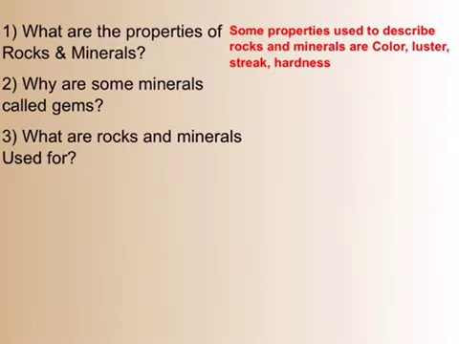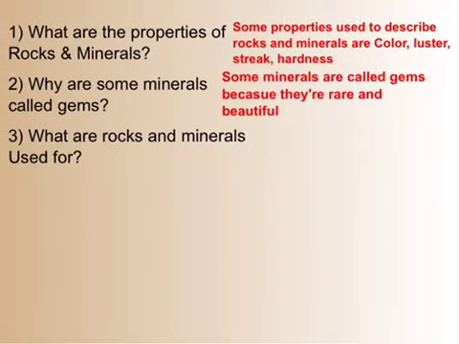Alright, after you have completed your Instagrams with the picture, hashtag, sentence, definition, and word, and make sure they're all correct, go ahead and get out your Science Interactive Notebooks again, and we're going to go ahead and answer our essential questions. The first essential question we came to was, what are the properties of rocks and minerals? Well, we learned that some properties used to describe rocks and minerals are color, luster, streak, and hardness. So those are the main four properties used to describe rocks and minerals.